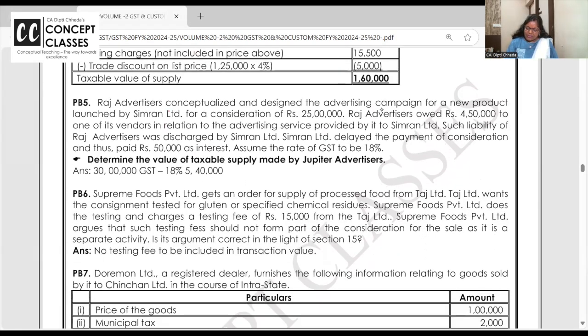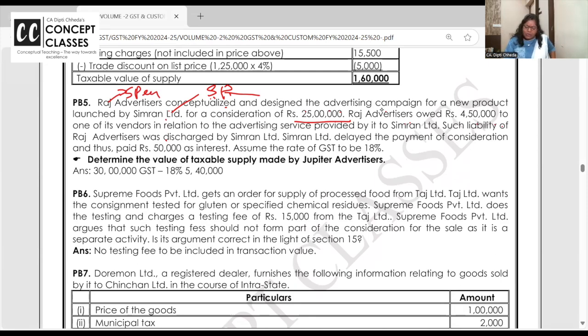Next, Raj Advertisers conceptualized and designed advertising for a new product to be launched by Simran. Raj Advertisers owed 4,50,000 to a third party relating to the service provided to Simran. So Simran Limited is the service recipient. These are the service provider, these are the service recipient.